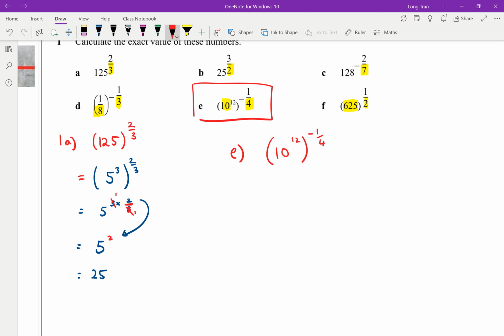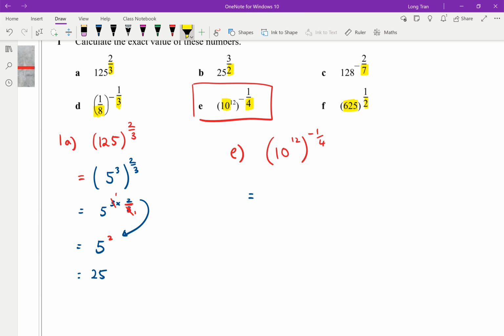Okay, here we go. What's the first thing you're going to do here, Zach? I've got 10 to the power of 12, all to the power of negative a quarter. What's the first step you're going to do? Do you think the answer is I don't know? I do. Okay. And I'm going to then guide you because you didn't know.